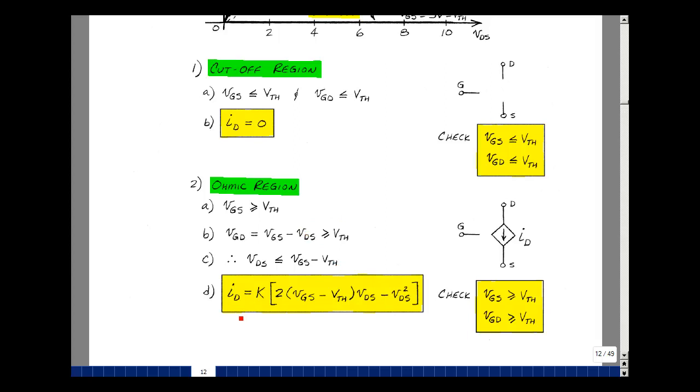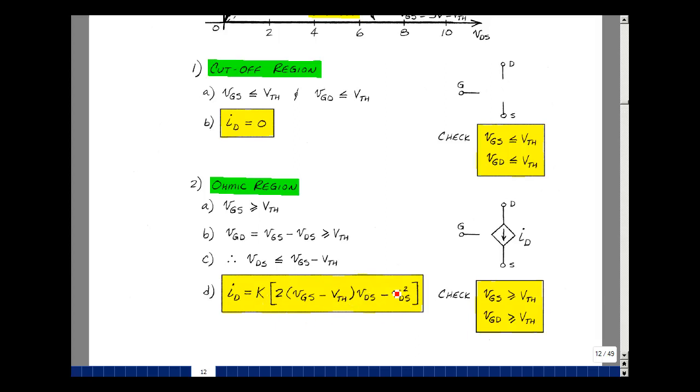The drain current, when you're in the ohmic region, was found experimentally to be this expression, which is K times the quantity 2 times the quantity gate source voltage minus threshold times the drain source voltage and then minus the drain source squared. And you may notice that this is exactly the same equation we had for the JFET, except that we have threshold replacing the pinch-off.